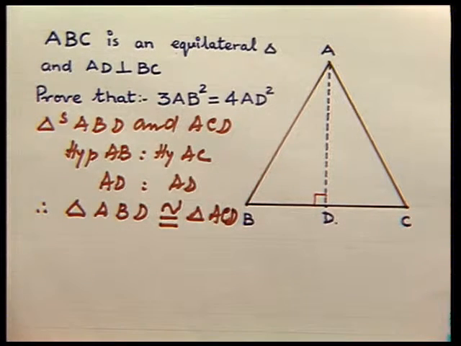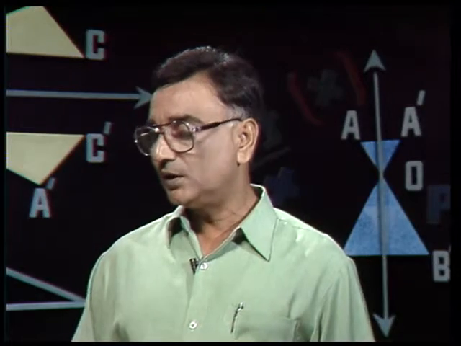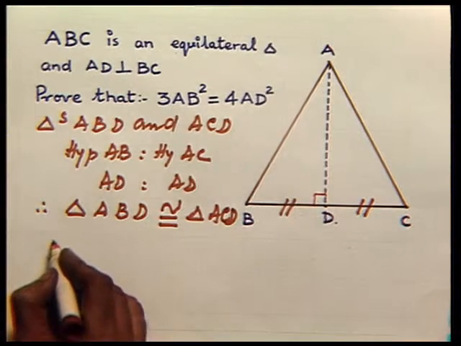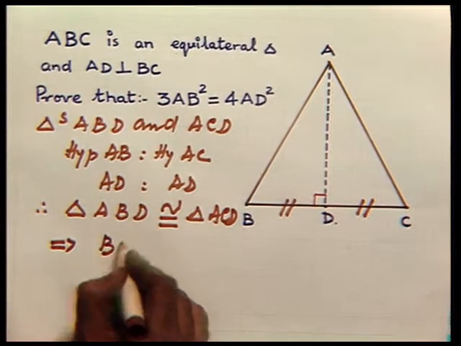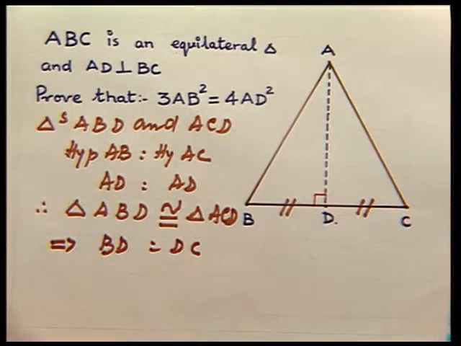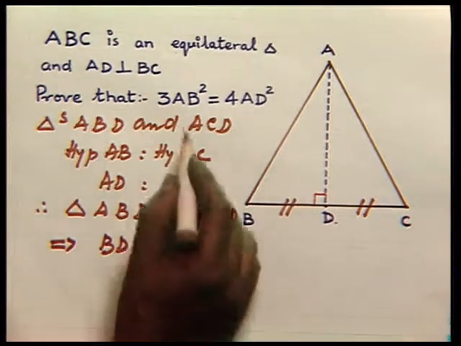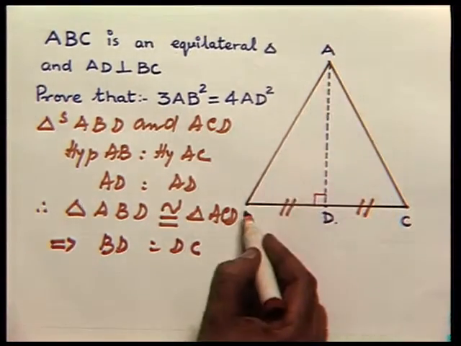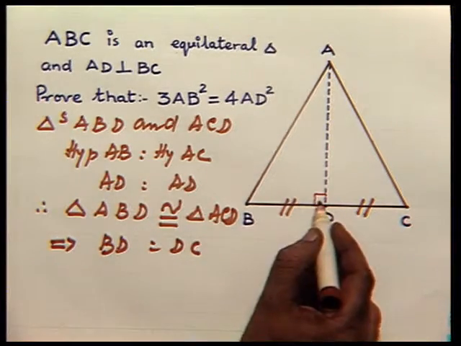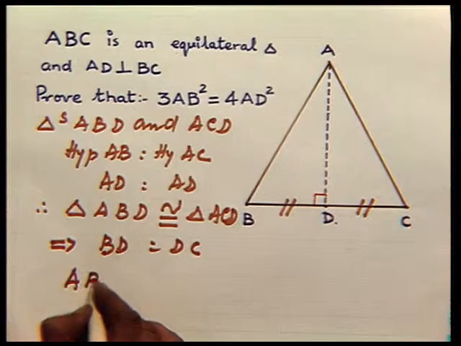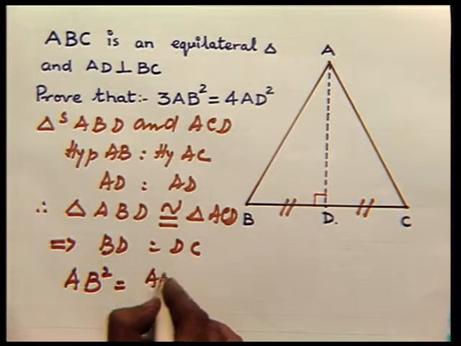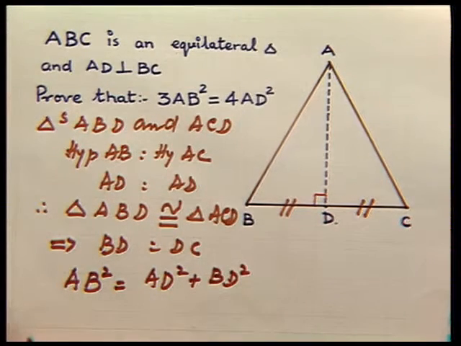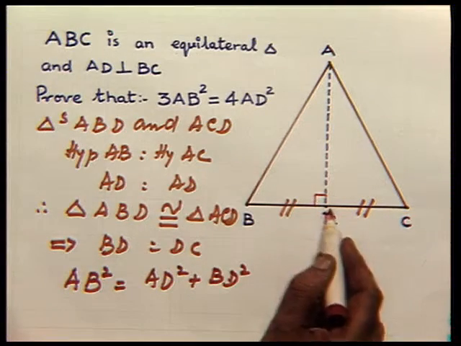Now, once the triangles are congruent, that means their corresponding parts are equal. So, we can say from there that BD is equal to DC. Now, we have to establish the relation between AB squared and AD squared. So, let us look at the triangle ABD. Here this is a right angle. So, AB squared will be equal to AD squared plus BD squared.